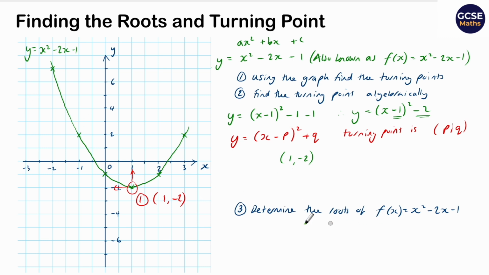And the final question is to find or determine the roots of this function. The roots are where the line crosses the x-axis. This one here looks around about minus 0.4. So we've got x is equal to minus 0.4 and we've got x is equal to, and again that looks around about 2.4. These are estimates, they are not accurate because they're taken from a drawn line. So it'll be in that region of those two values. And that's how we find the roots and turning point of a quadratic.